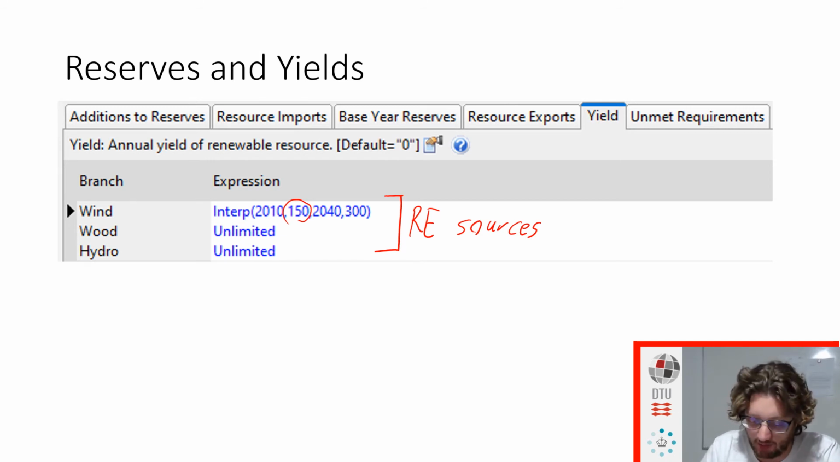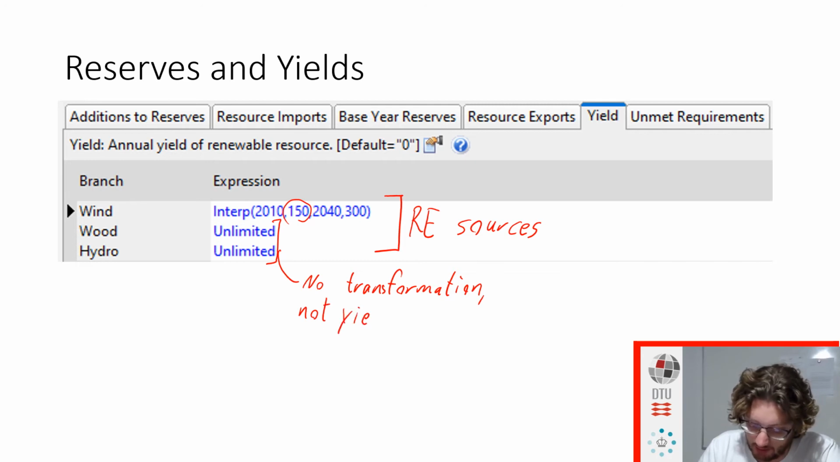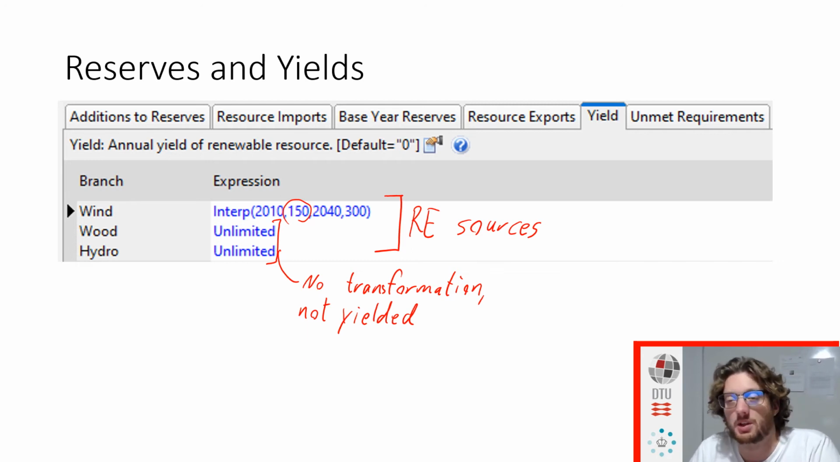The same thing here with the wood and hydro. Well, if we don't have transformation, then they're not used. So no transformation. Then it's not yielded. I think we can say that. So that's some of the important things to do here.